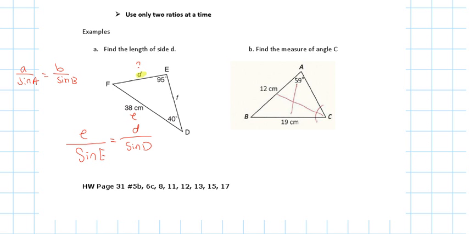Let's plug in now the given information. What do I know? Do I know what side E is? What's side E? 38. So I'm going to replace this with 38. Do I know what angle E is? 95. So that's going to be divided by sine 95.